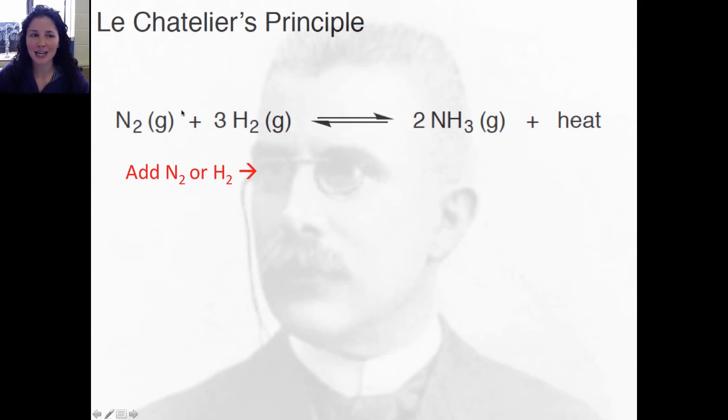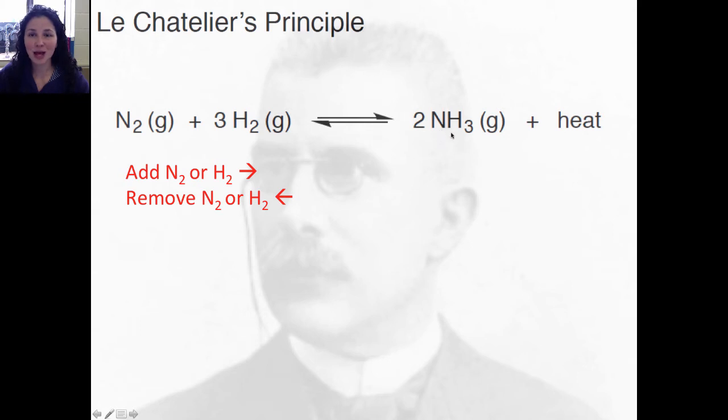On the other hand, if I remove nitrogen gas or if I remove hydrogen gas, then there will be less reactants than there should be at equilibrium. And so some of the ammonia here will break apart or react to form more nitrogen gas and hydrogen gas to replace what was removed. In other words, if I remove any of the reactants, the equilibrium will shift to the left to replace them.